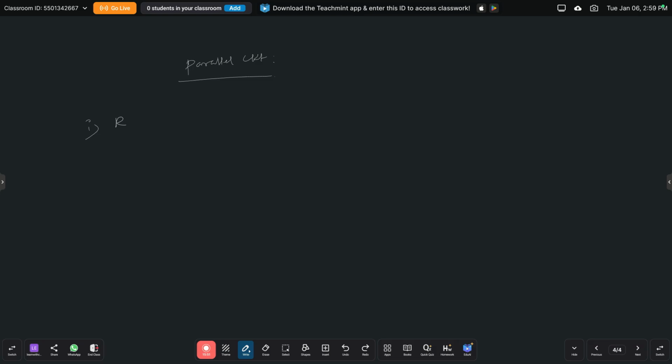First one is resistors in parallel. Just take any three resistors which are connected in parallel. Let us consider this is resistor 1, this is resistor 2, and this is resistor 3. These three resistors are connected in parallel.